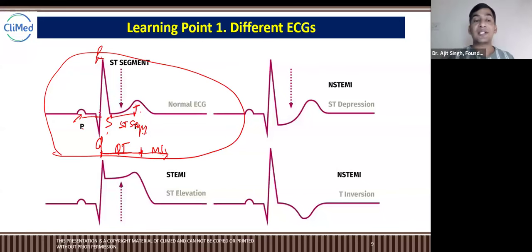But you just understand the normal part: P, Q, R, S, T, and this is the ST segment. From S to T, it is normal. Normal means it is matching the baseline. It is touching the baseline on both sides, and it is not elevated or anything. Now look at the second part, NSTEMI.